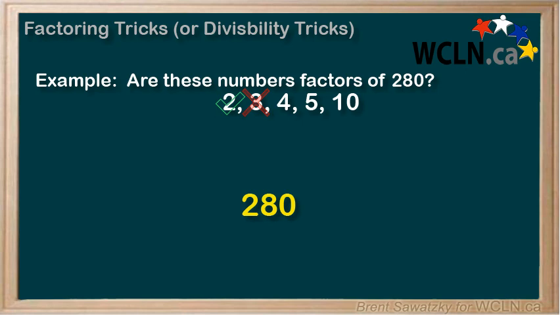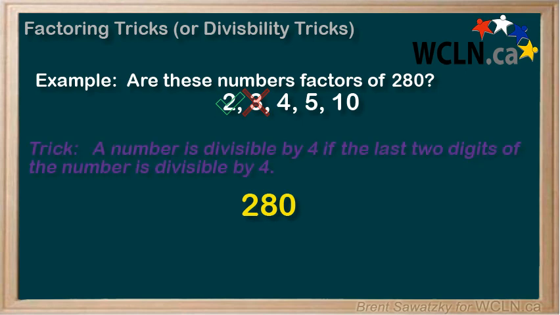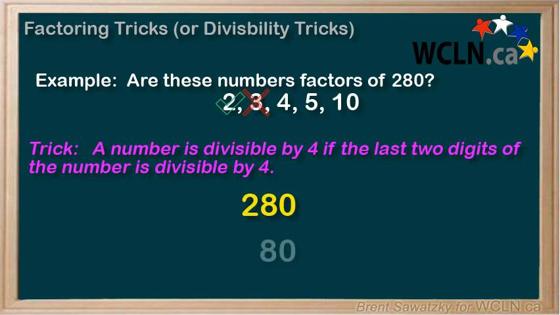Is the number divisible by 4? A quick way to determine whether a number is divisible by 4 is to take the number's last 2 digits and treat them as their own number. If this new number is divisible by 4, then we know that the whole number is divisible by 4. Our last 2 digits for 280 are 8 and 0. So we're interested in the number 80.